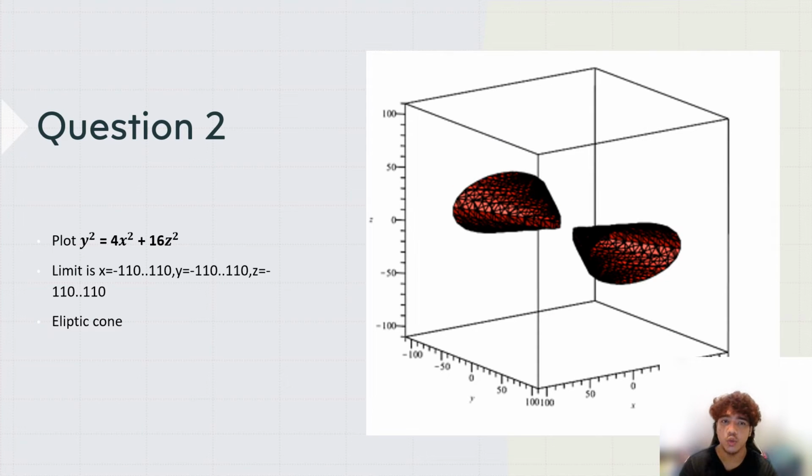Next is question 2, which is plot y squared equal to 4x squared plus 16z squared. I also use implicitplot3d for this question. So the limit is x equal to negative 110 until 110, and y is also negative 110 to 110, and z is also negative 110 to 110. After the coding process is done, we also get the elliptic cone, same as question 1.